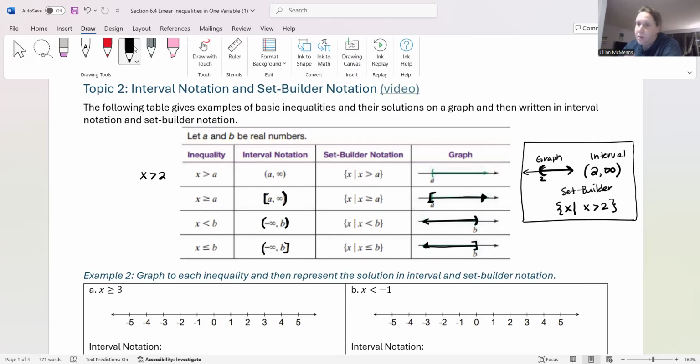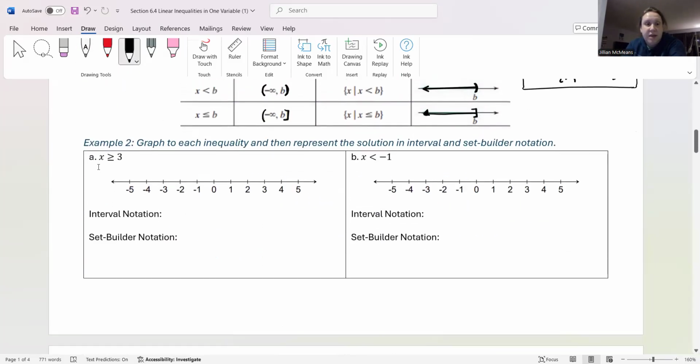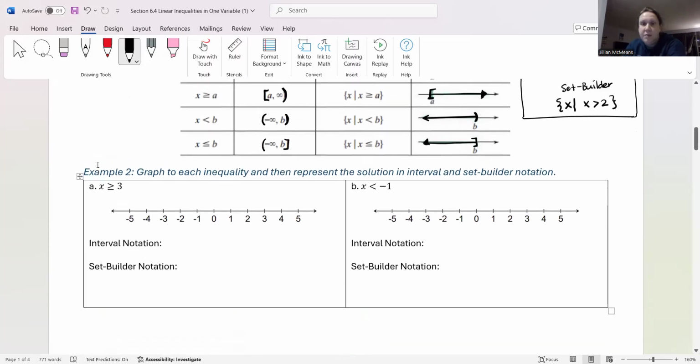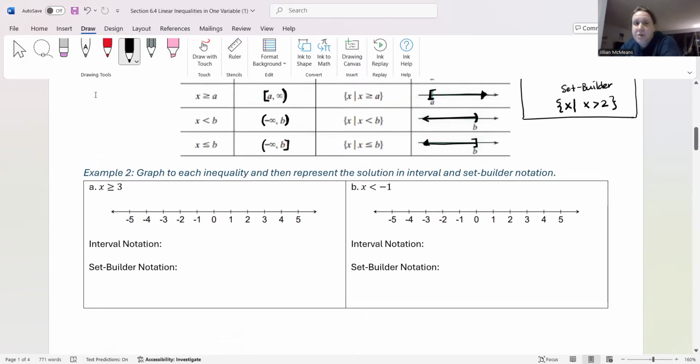And there's nothing weird about interval set builder notation. Squiggly bracket, state the variable, vertical line, and then whatever the condition on the variable is. Okay, so for the next example, we just have one example here. Example 2 says: graph each inequality and then represent the solution in interval and set builder notation.